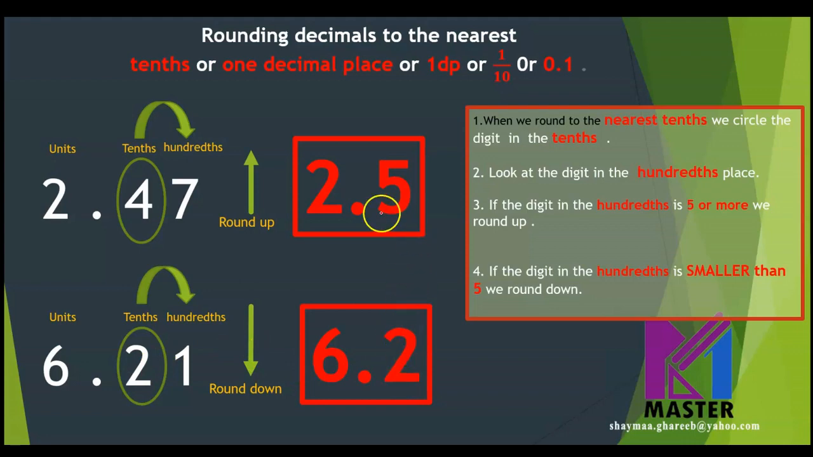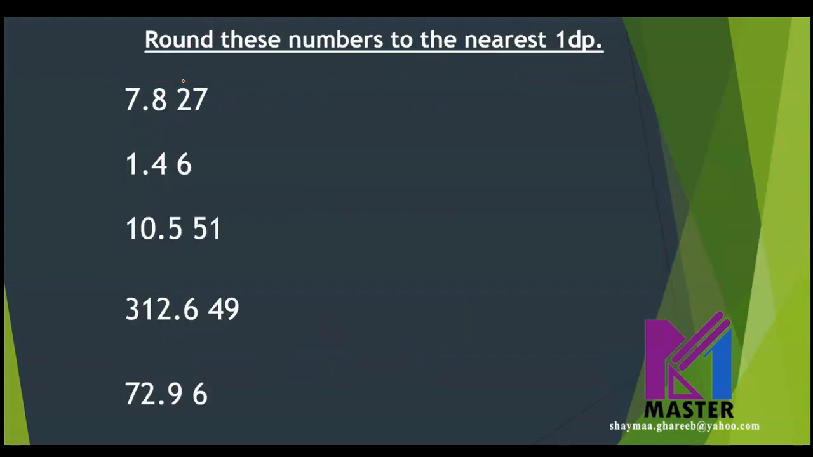And remember that our answer must be a 1 decimal place number, because I'm rounding to the nearest 1 decimal place or to the nearest tenth. Is this clear? Now look at these examples. I want you to try to do it on your own, then you check your answers with the video. Round these numbers to the nearest 1 dp, which means 1 decimal place or the first decimal place, or to the nearest tenth, as we said before, or 1 over 10 or 0.1.